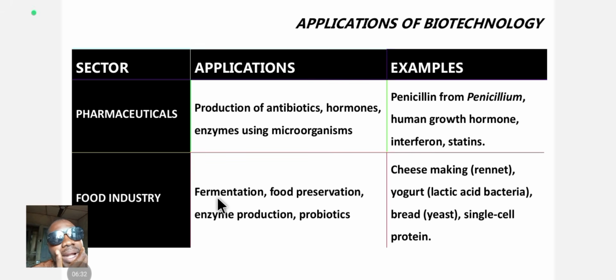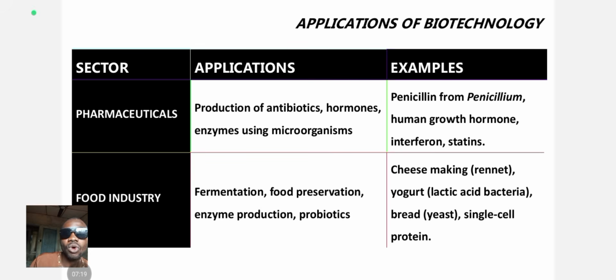How is it applied? The application is in fermentation, food preservation, enzyme production, and probiotics. Hope you know what probiotics are. Probiotics are microorganisms that promote the gut biota and help the intestine function better. They are very present in yogurt. So they help to maintain and develop the gut bacteria.